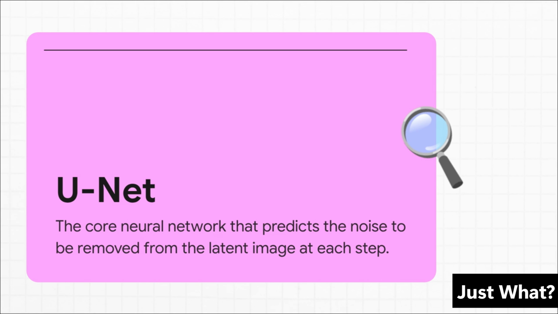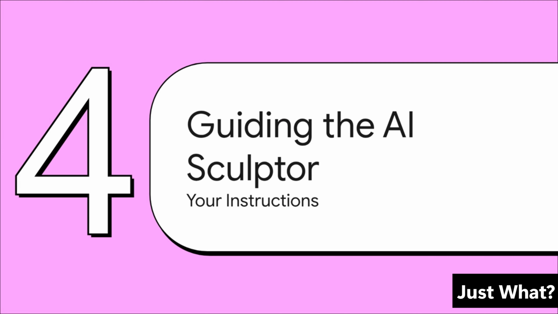This is the neural network that's doing the real work of denoising. So in our analogy, if the VAE is what makes the little clay model, the U-Net is the sculptor's smart chisel. It's the part that intelligently figures out exactly which bits of noise to chip away at every step to reveal the final image.